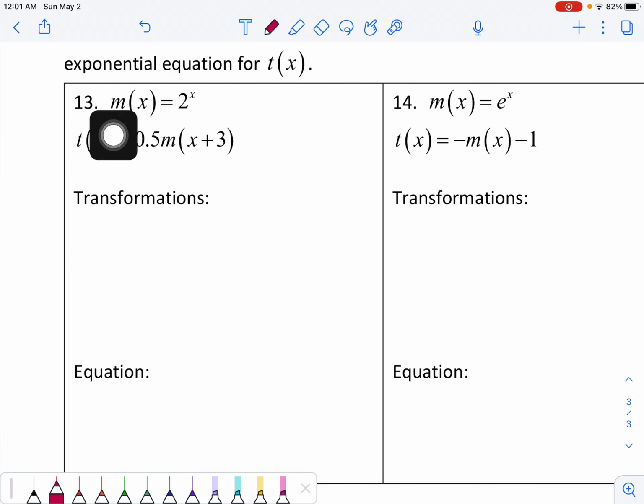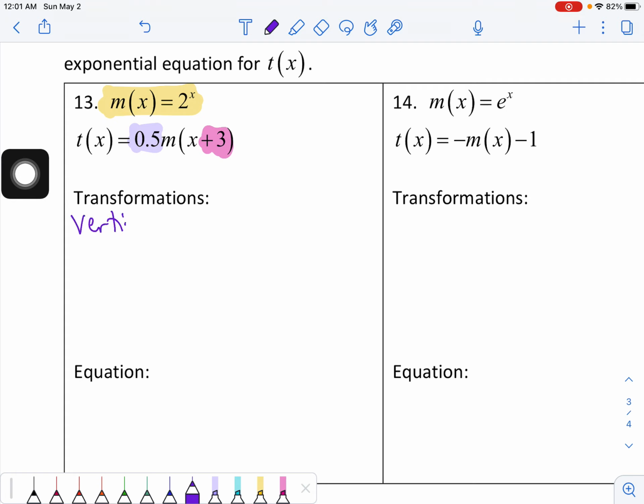So number 13, your parent function is m of x is equal to 2 to the x. So let's keep track of that. Now, in transformational form, we've got this t of x. So if you look, m of x is built into this problem, and we've adjusted it a little bit. So what we're doing is find the changes, and then let's identify them. So the first change there, that 0.5. This is being multiplied times m of x.